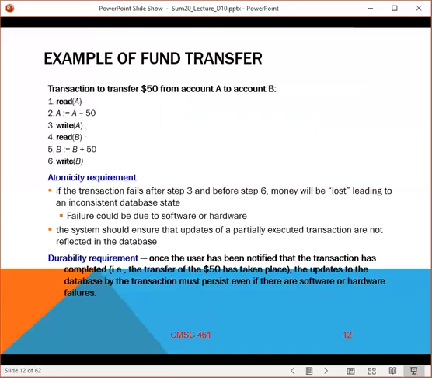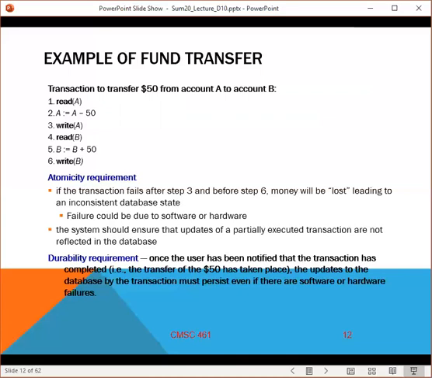Consistency is that we can leave the database in a consistent state even after all of the multiple potentially conflicting transactions are working. Durability is that once the transactions are committed, they are permanent. They become permanent in the database.